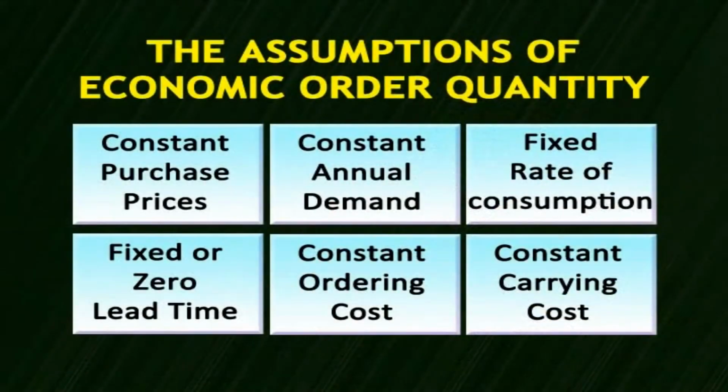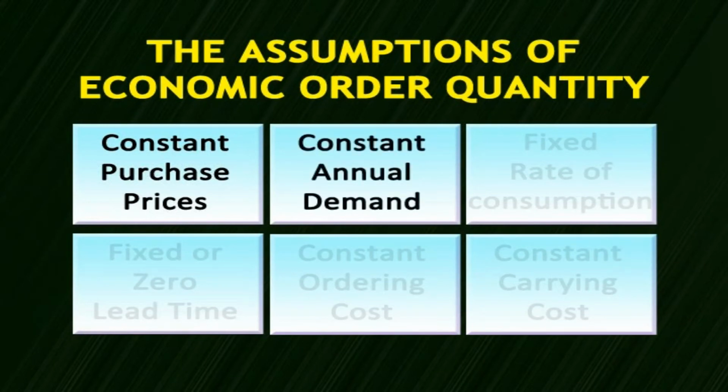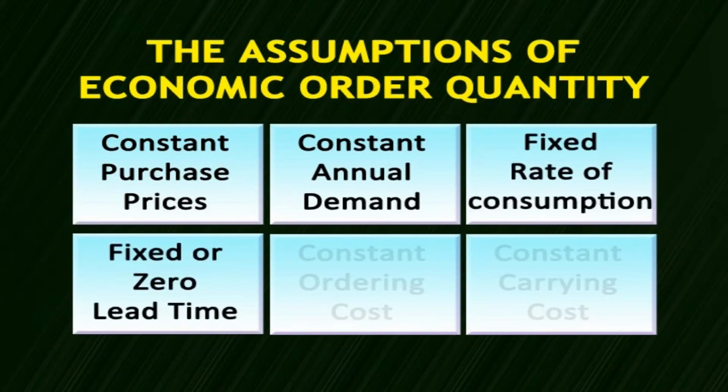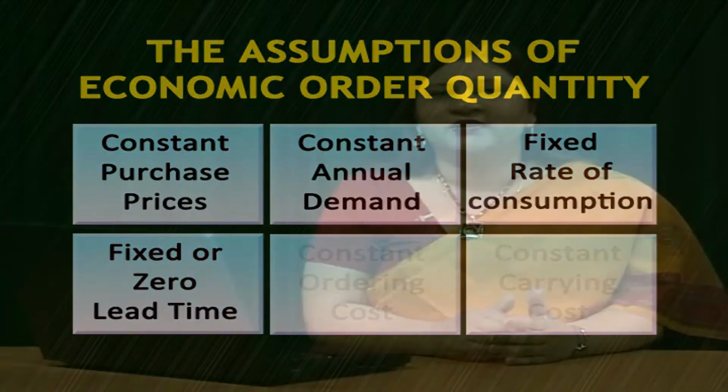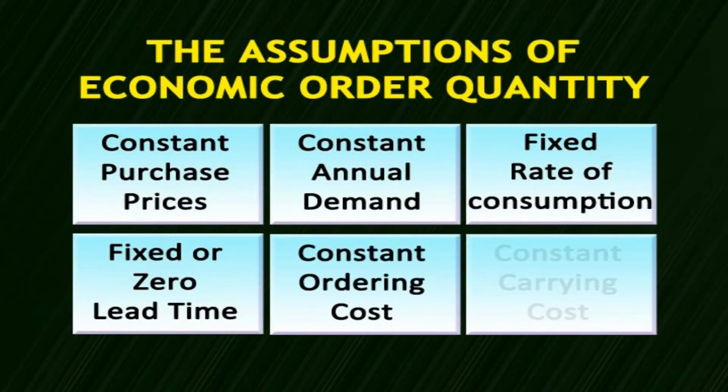Now students, we will learn the assumptions of EOQ. The first one is that the purchase price is constant, that is there is no discount available on purchase price. Annual demand is known and it is constant. Rate of consumption is also fixed. The lead time is fixed or 0. Lead time means the time between placing an order and receiving an order. Ordering cost is also constant, and the last one is carrying cost is constant.